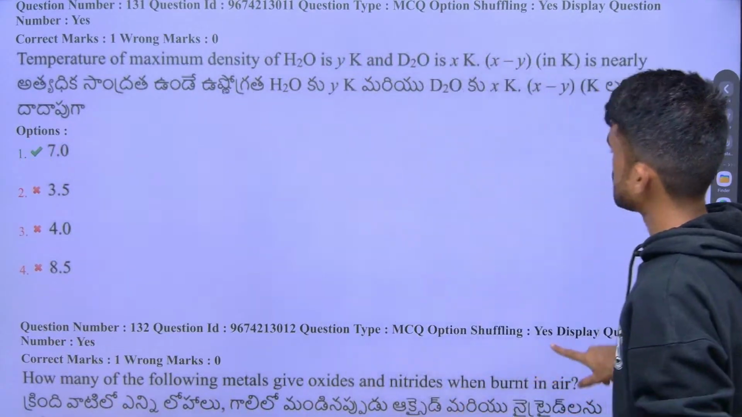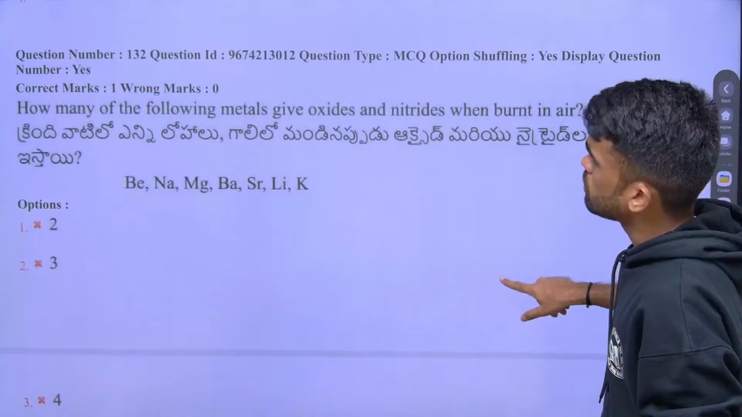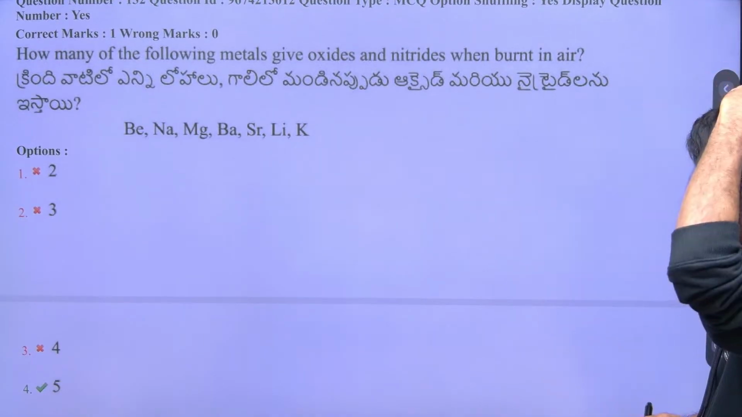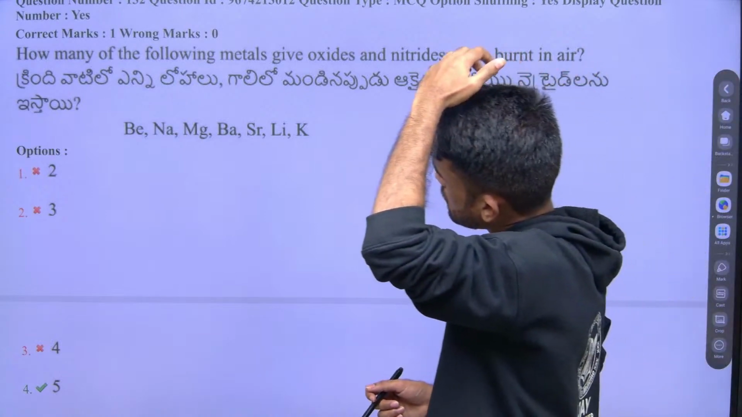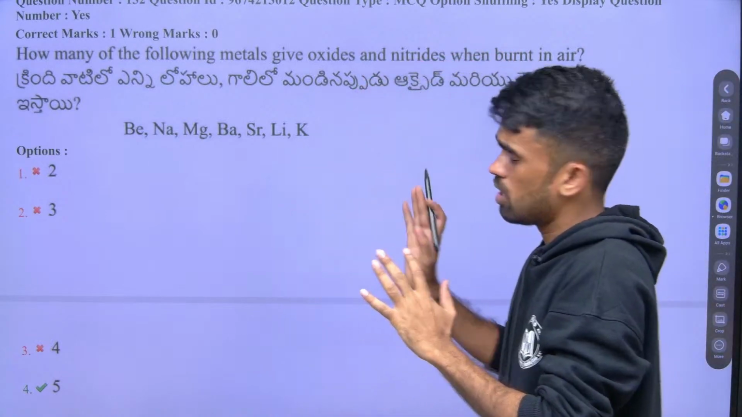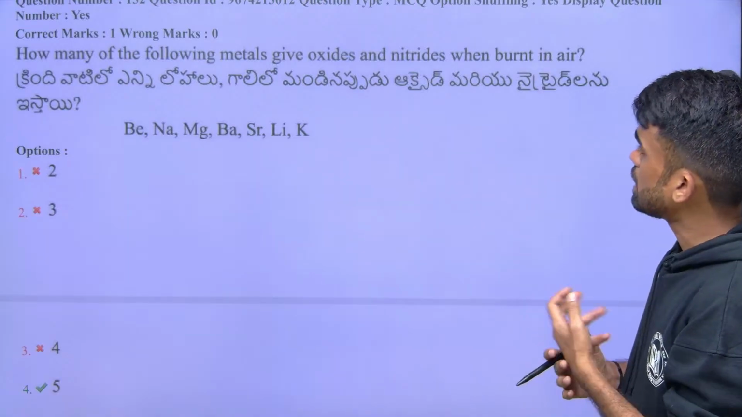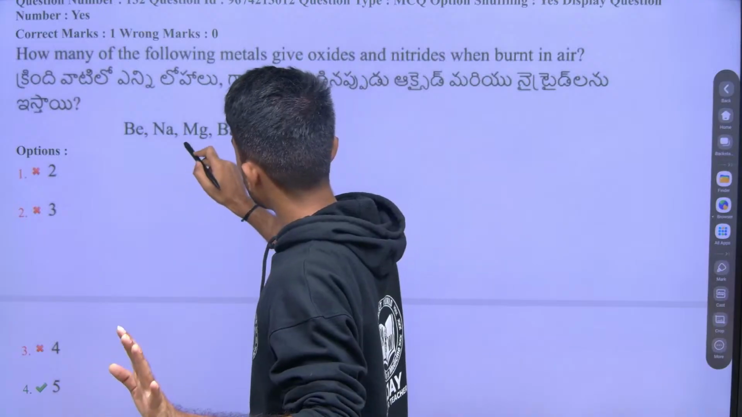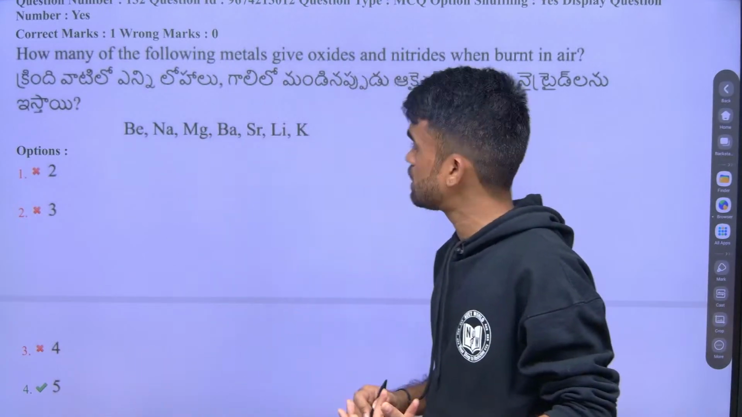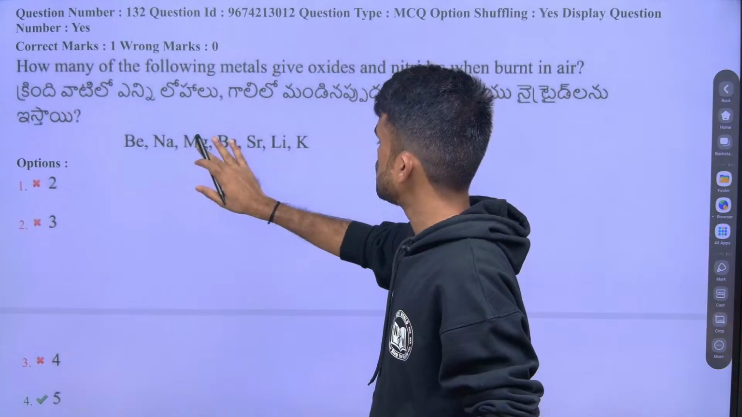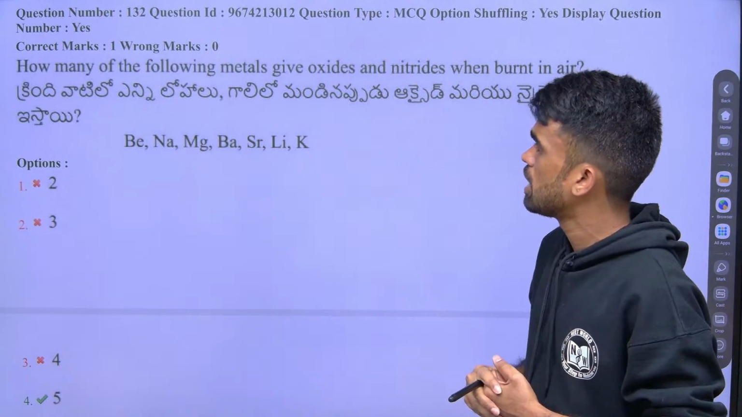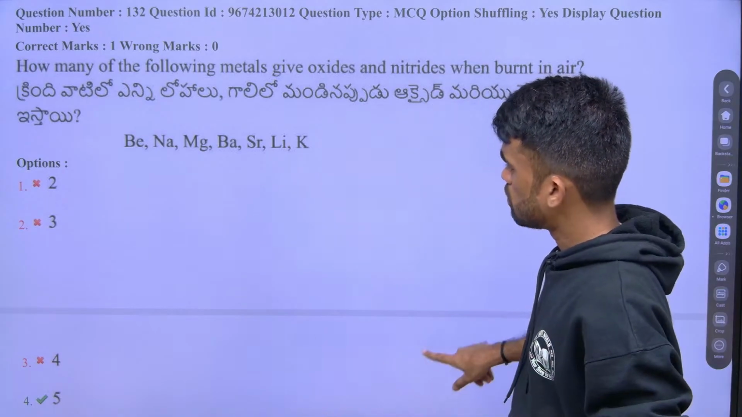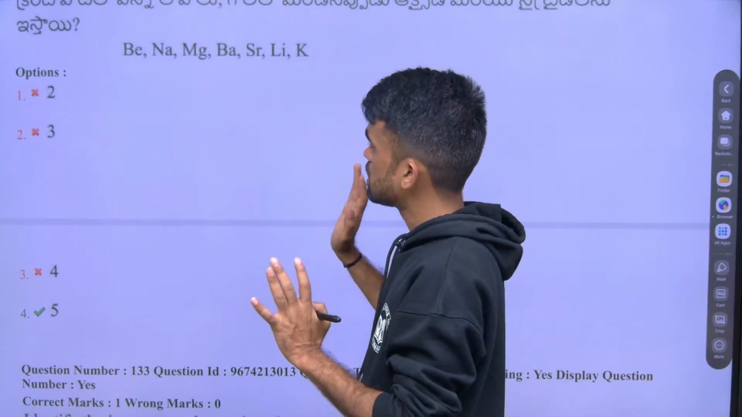Then next, how many of the following metals give oxides and nitrates? As per me, oxides will be formed by most of these metals, but nitrates are formed only by a few. So I am going with magnesium, which will form nitrates, as well as lithium. Only these will be the suitable metals which form nitrates and oxides both. So my option is 2, but here it is given as 5. So let us look into it.